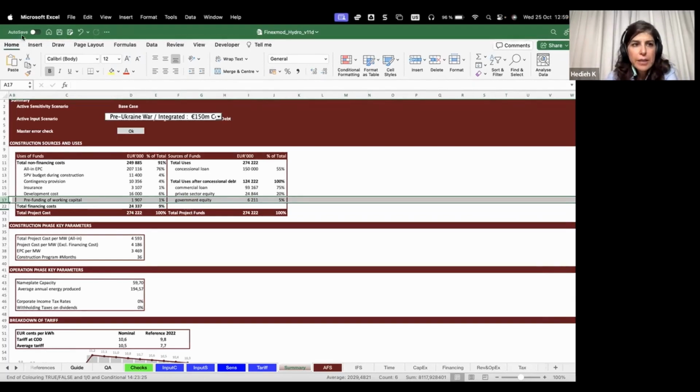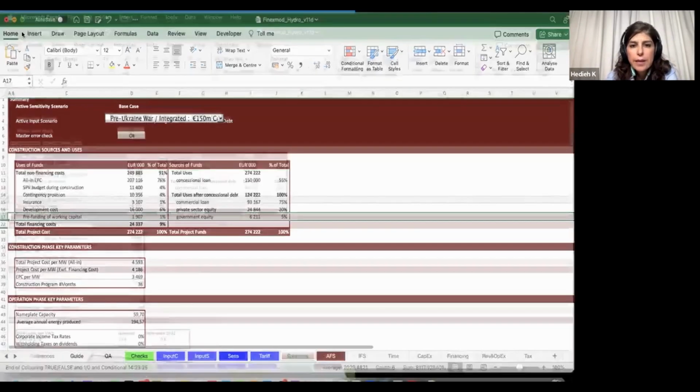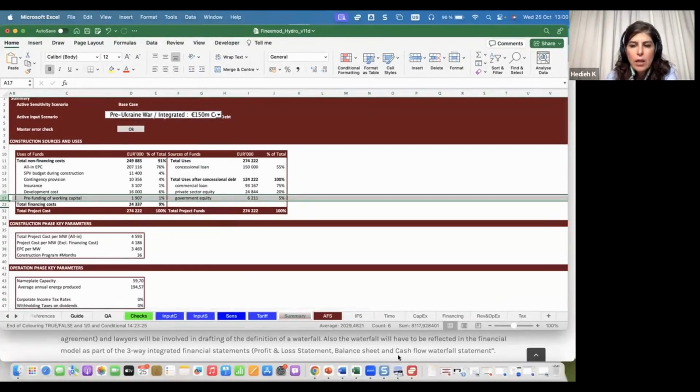Exactly, yes. I have a template that I can share with you, with a write-up as well, explaining the things that we are discussing here. So I'll be sharing it and you can have an example of a typical cash flow waterfall. That can be shared. Thank you, Hedieh.